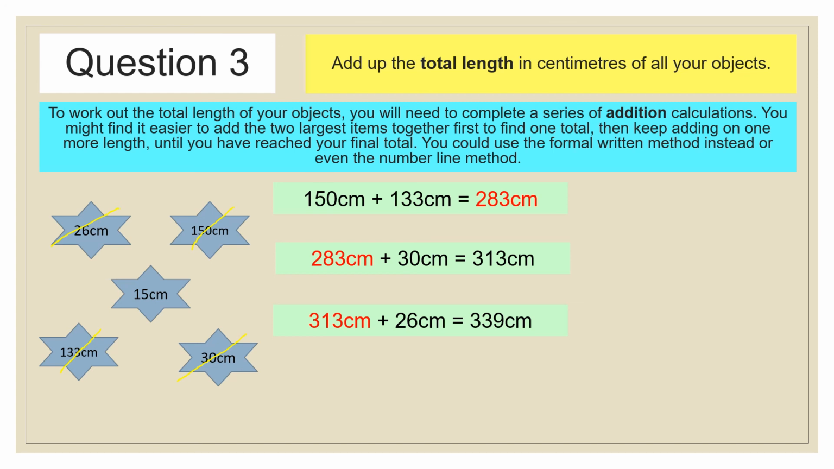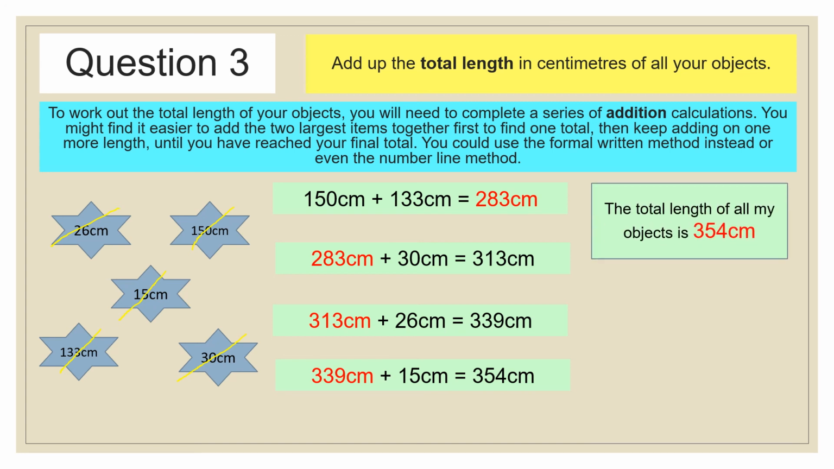And next I just need to add on my final length, which is 15 centimetres. So 339 centimetres add 15 centimetres gives me a total length of 354 centimetres. So the answer to question 3 is the total length of all my objects is 354 centimetres. Now I have an extra challenge for you. Can you convert your total length into metres and centimetres?